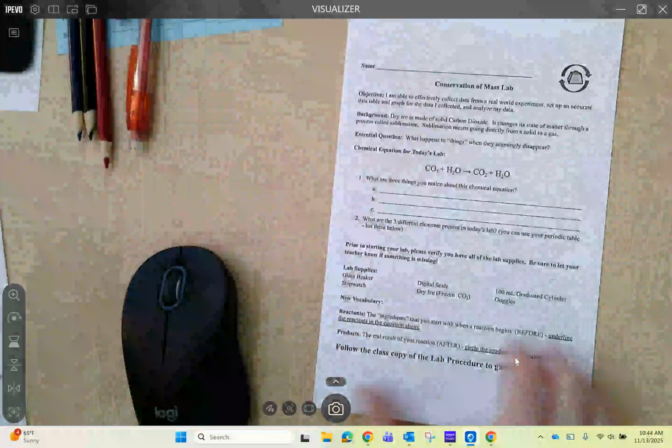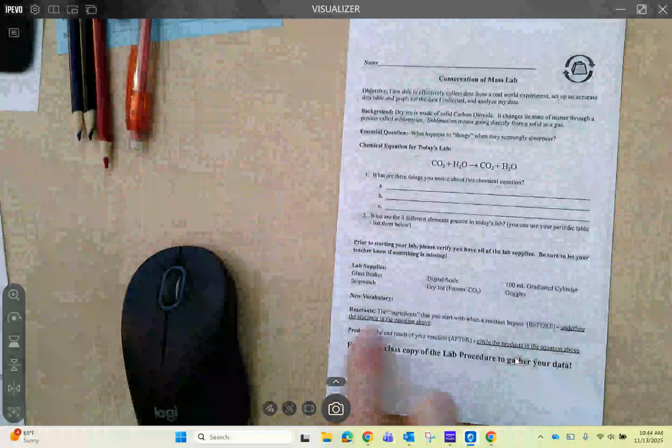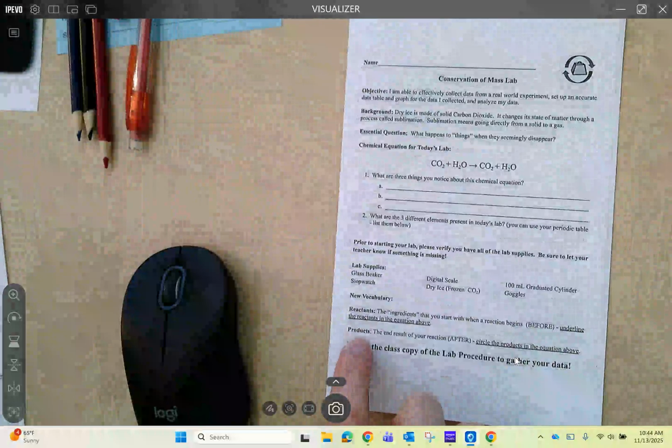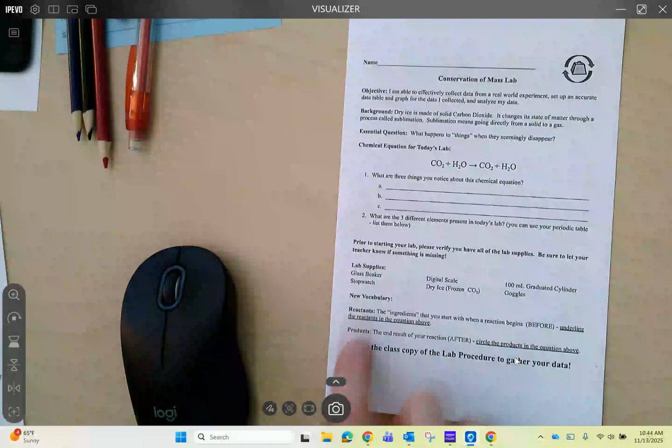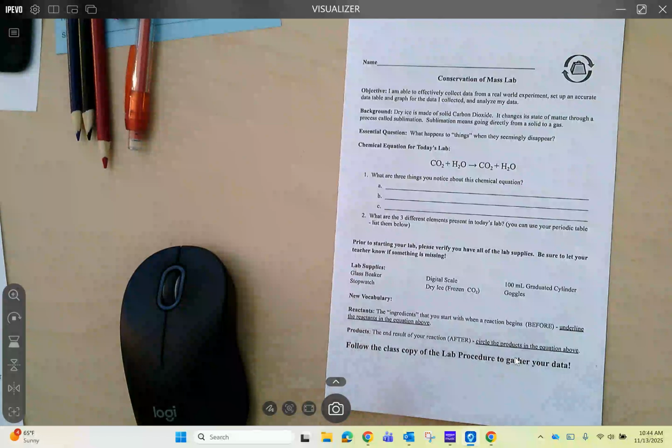Again, some of the new vocab you guys are seeing here is reactants and products. We'll talk more about this again before you get into your lab tomorrow. Your teacher will discuss this a little bit more, looking at the ingredients we start with before a reaction as our reactants and the end result of our reaction as our products.